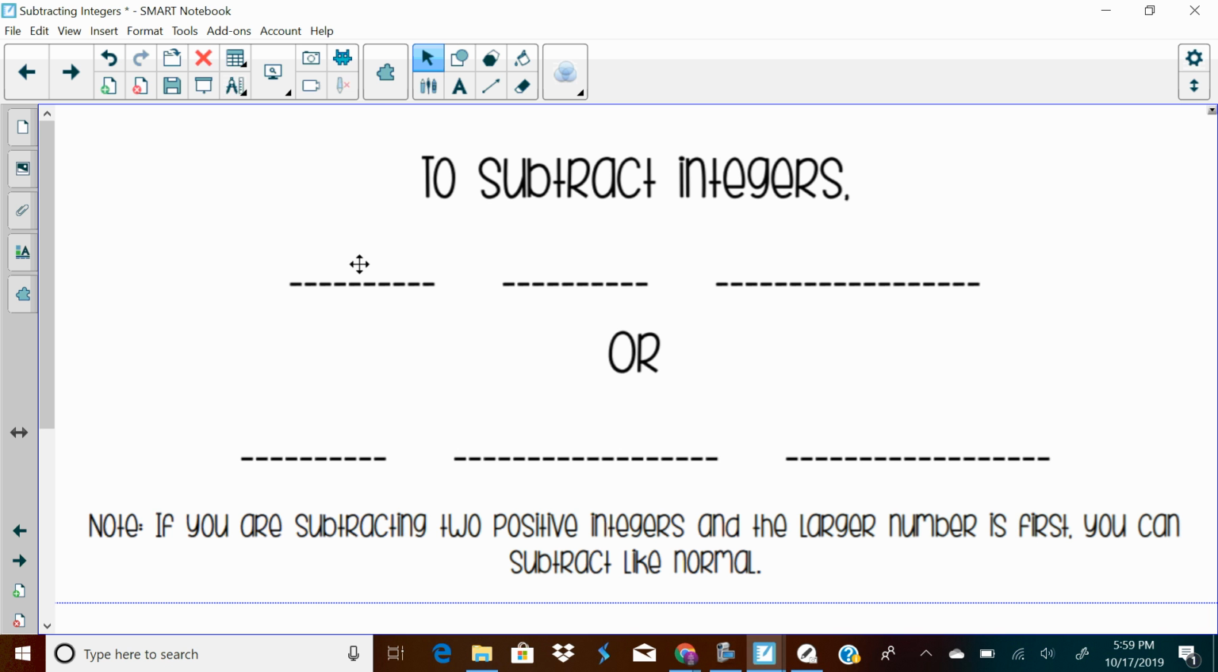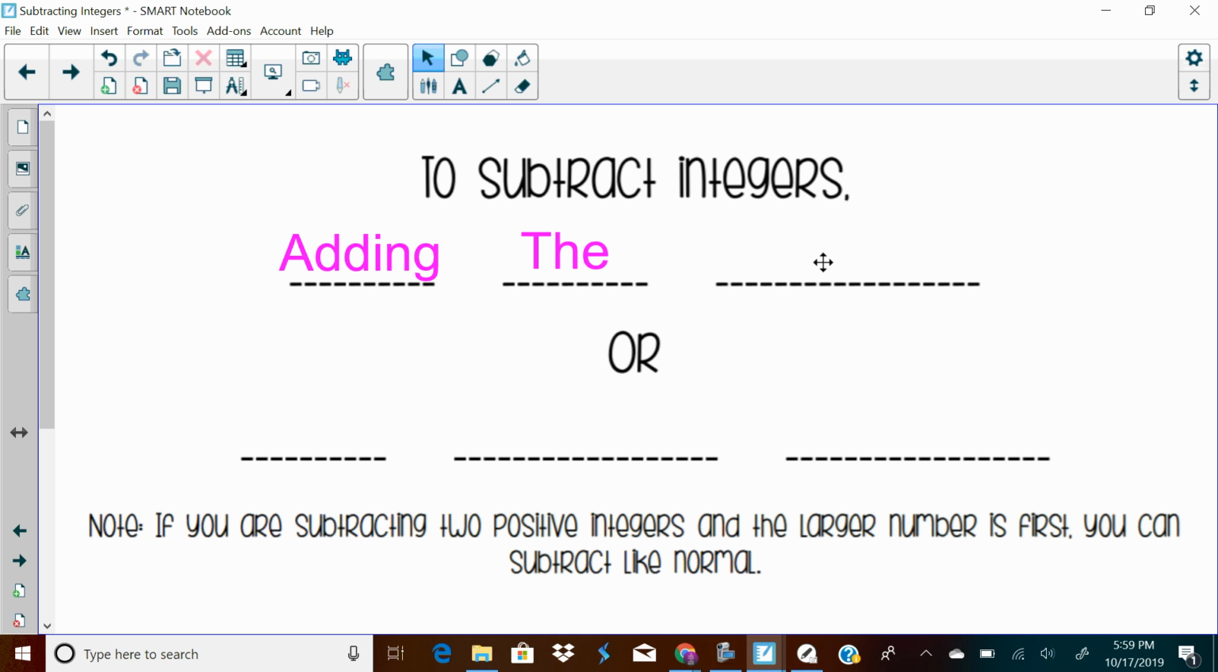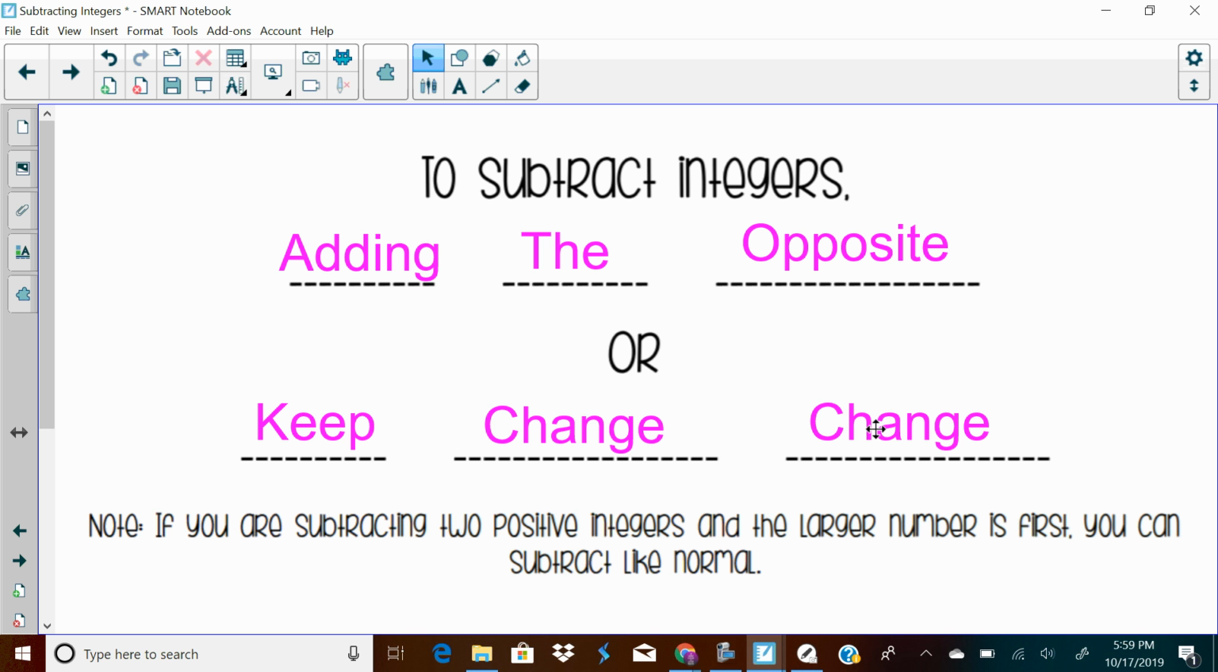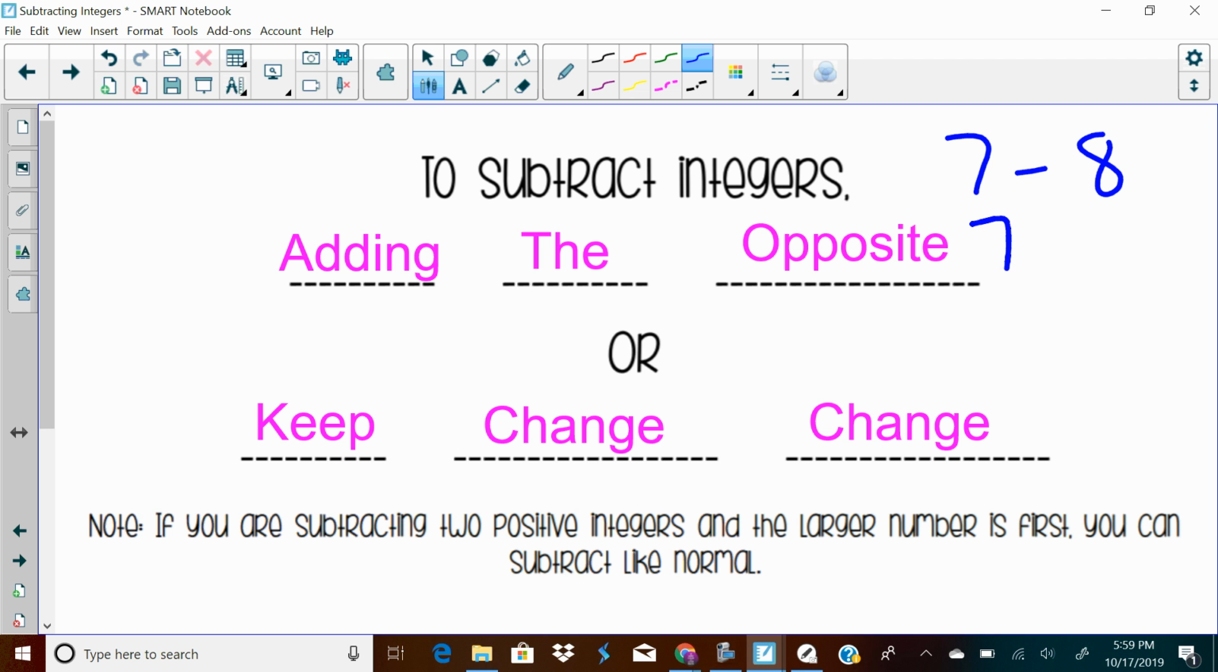Okay, to subtract integers, there's two ways we can look at it. We're adding the opposite. So we change subtraction to addition by changing it to addition and adding the opposite. Or we can look at it as keep, change, change. So if our problem is like 7 minus 8, we keep the first number, so 7 would stay. The minus becomes a plus, that's our change. The 8 becomes negative 8, that's change 2. So we keep, change, change. One way to think about it.